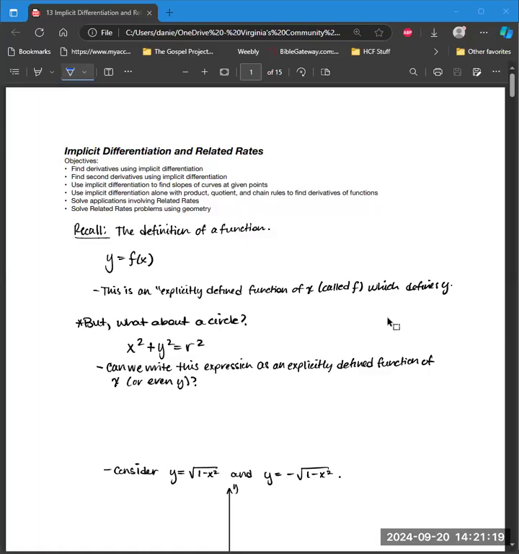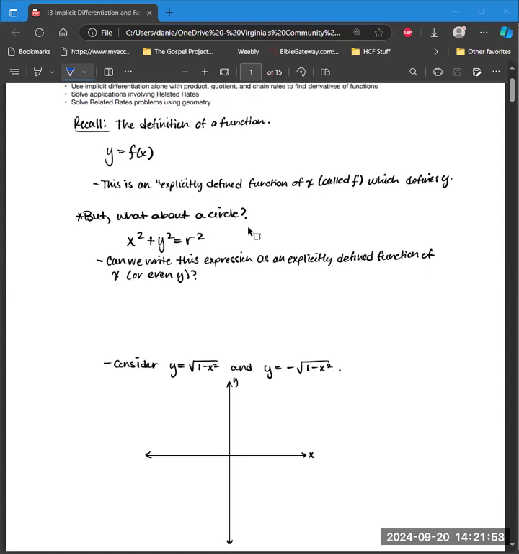In this video, we're going to talk about implicit differentiation and related rates. Objectives will be to find derivatives using implicit differentiation, to find second derivatives using implicit differentiation, to use implicit differentiation to find slopes of curves at given points, to use implicit differentiation along with product, quotient, and chain rules to find derivatives of functions, to solve applications involving related rates, and to solve related rate problems using geometry. So let's go ahead and get started.